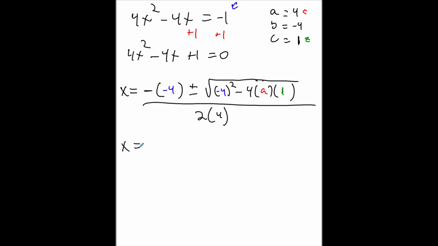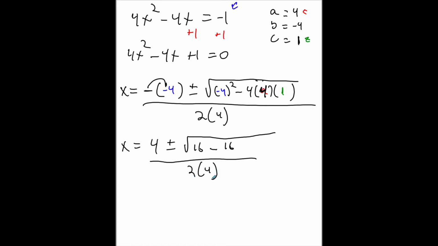So here I have x is equal to positive 4. Again, negative times negative is positive 4. Plus or minus the square root of negative 4 squared, 16, minus 4 times a, in which case it's supposed to be 4, and I have negative 4 times 1, negative 16, divided by 2 times 4. X is equal to 4 plus or minus the square root of 16 minus 16 is 0, so I get a 0 there, over 8.